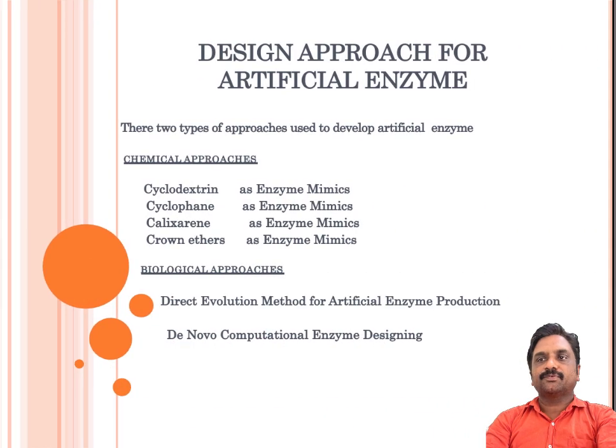So design approach for artificial enzymes, there are two types of approaches. The first one will be chemical approaches and second will be biological approaches. In chemical approaches, we have cyclodextrin, cyclophane, calixarene and crown ethers as enzyme mimics of chemical approaches. And biological approaches, there are two types: directed evolution method for artificial enzyme production, de novo computational enzyme designing.